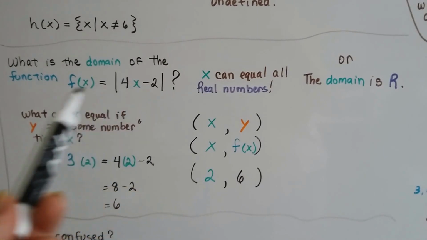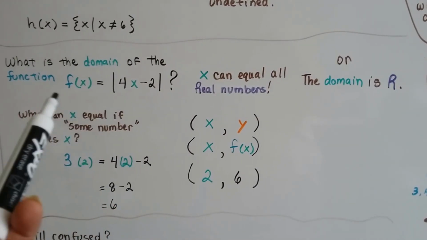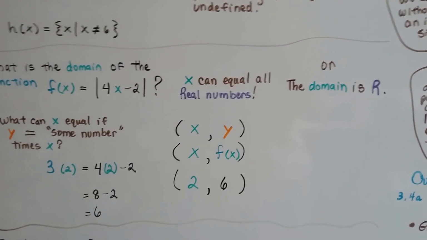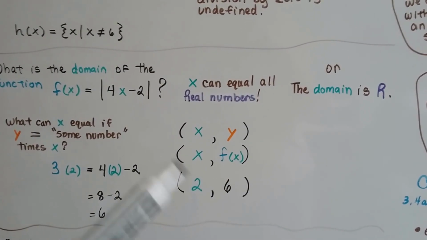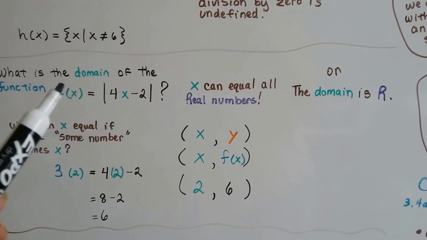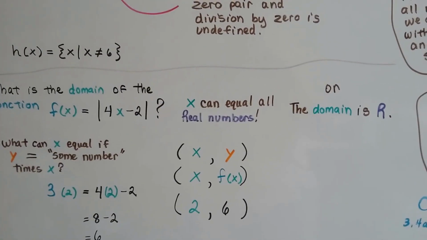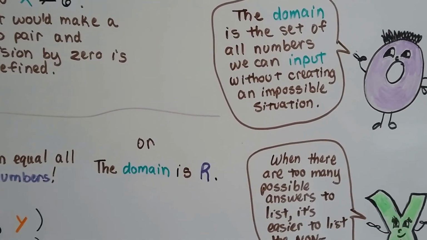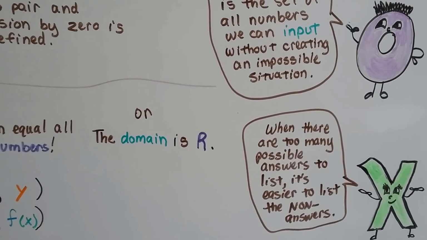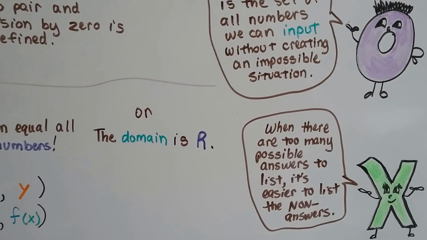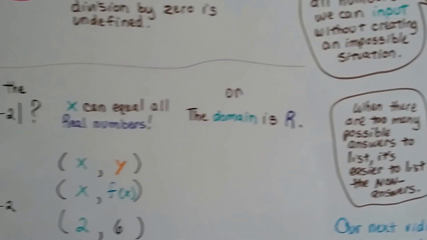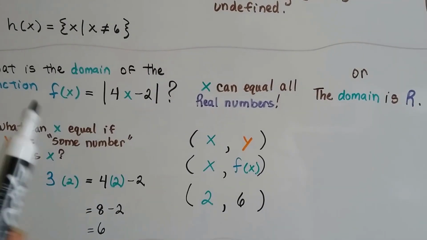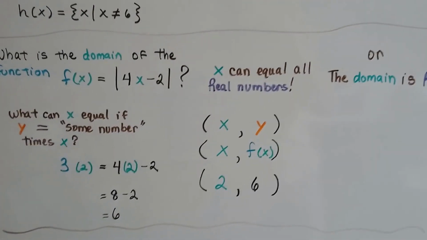See? So the answer to what is the domain of the function f of x equals the absolute value of 4x minus 2, the answer is the domain is all real numbers. Because every number we put in here for x is going to work. Okay? The domain is the set of all numbers we can input without creating an impossible situation. And when there's too many possible answers to list, it's easier to list the non-answers. Well, in this case, there are no non-answers. Every real number would fit in here for x. So the domain is R. It's all real numbers. Okay?